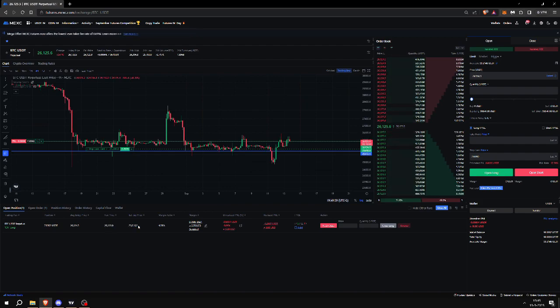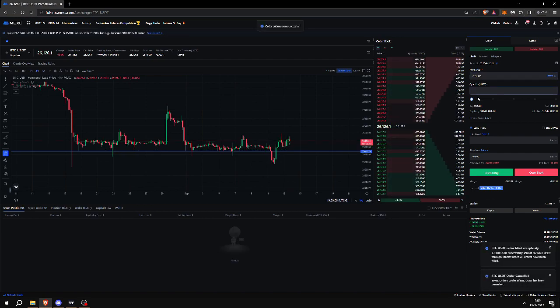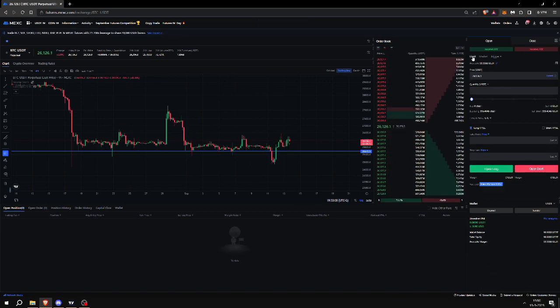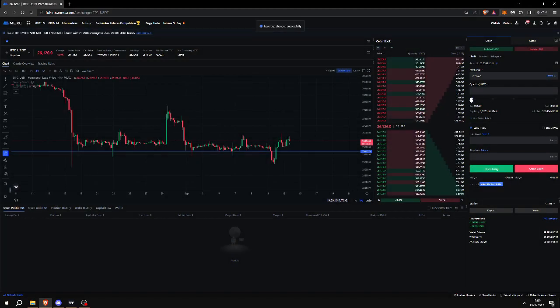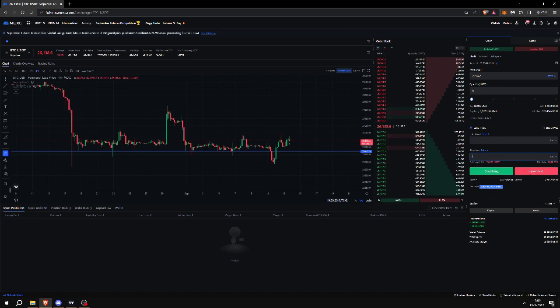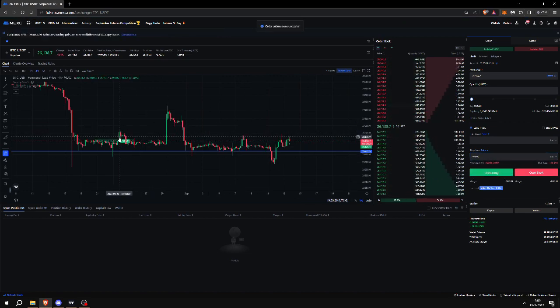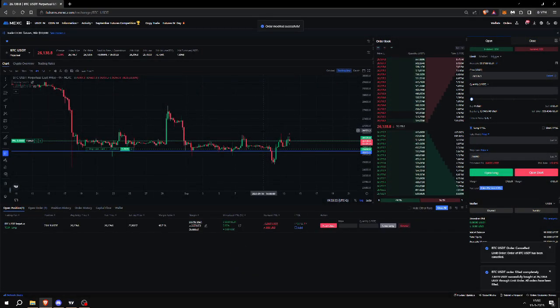Our liquidation price is at 23,600. We're very far away from that. We don't have to worry about it. If I were to now open a position on, say, 100x leverage, I'm going to do the same roughly position size. Let's just say $8 roughly. What we'll see now is on 100x leverage, our liquidation price is at 25,980.